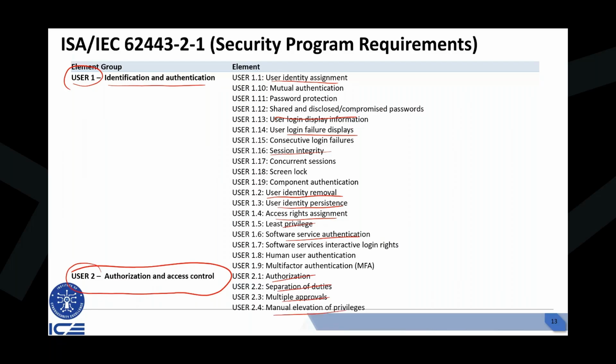So what we have done over the past maybe 10 minutes, took a little bit more time, is we have looked at, at a high level, what are the contents of 62443-2-1. In a nutshell, it defines the security program requirements that ISA recommends or requires, if you follow the standard, to be implemented on the industrial control systems.